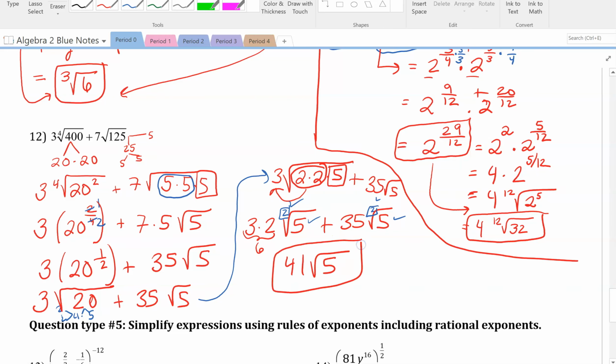So now I was able to add these expressions together because I could reduce that index. Because there was a perfect square inside. I could reduce the index down to a square root and then reduce the square root to get the matching radicand, and then went ahead and added the outside numbers together.